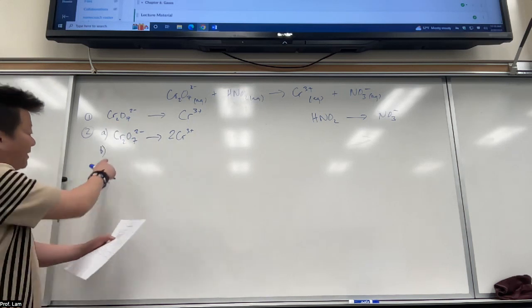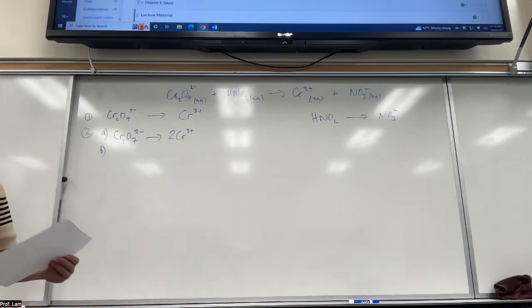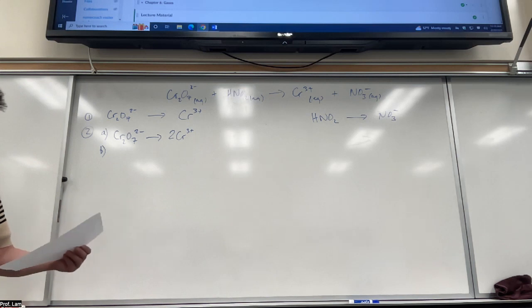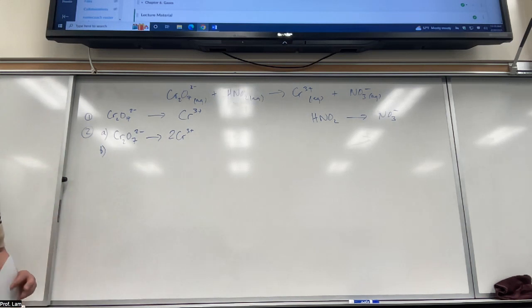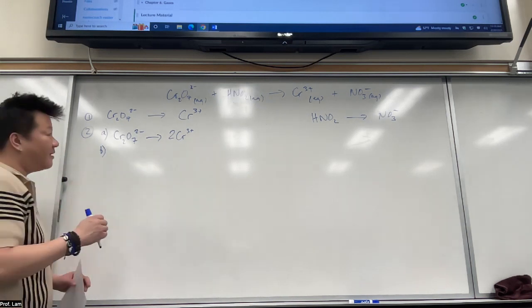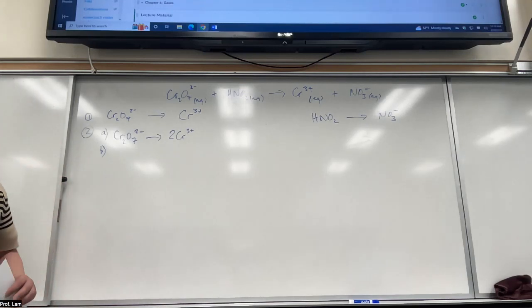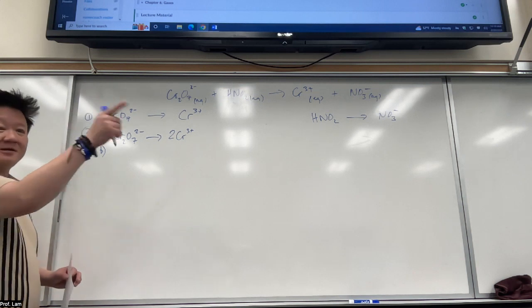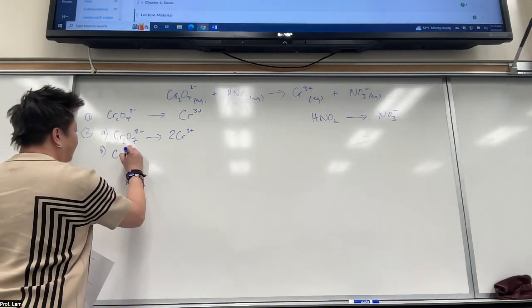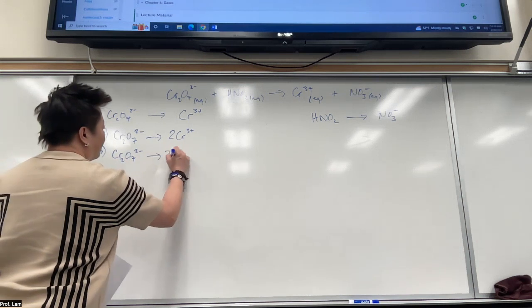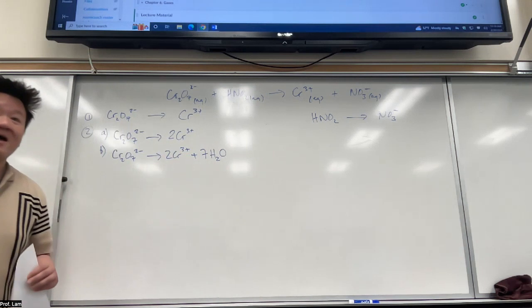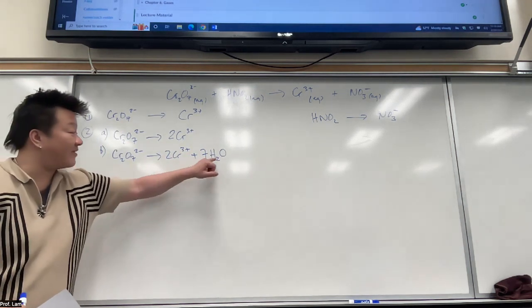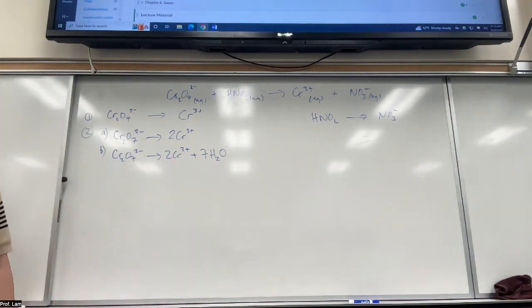So step 2B says balance oxygen atoms with water, because there's a lot of water around in acidic solution. How many oxygens do we have on the left side right now? 7. And on the right side, how many? None. So how many waters should I add and to which side? 7, to the right side. Like that, right? Because now you have 7 oxygens on the right side.